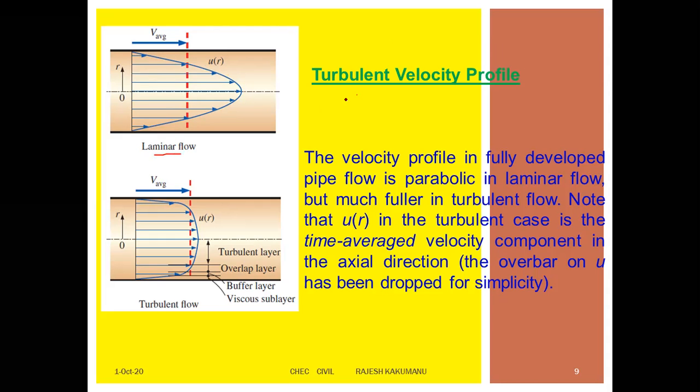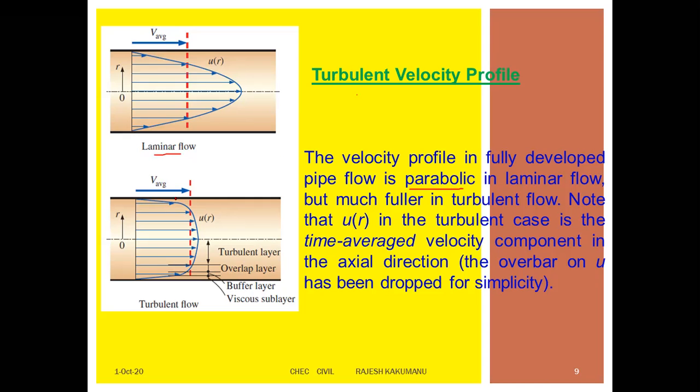So for laminar flow, what type of curve are we getting? We are getting a parabolic one. So keep in mind, for a laminar flow the profile is parabolic, but much fuller in turbulent flow. Note that u(r) in the turbulent case is the time average velocity component in the axial direction. The overbar on u has been dropped for simplicity.